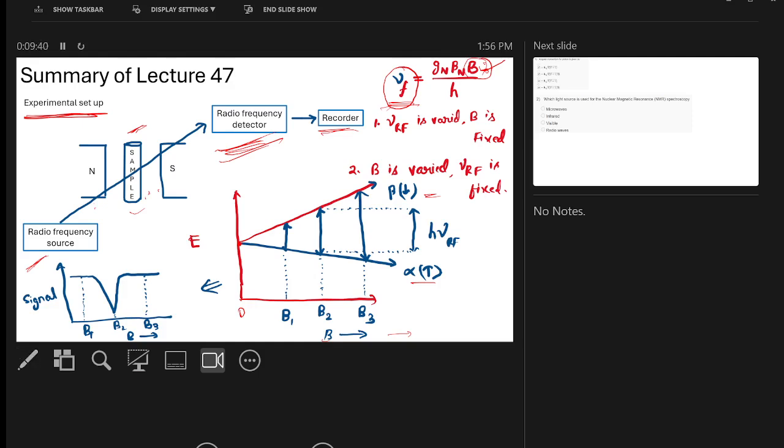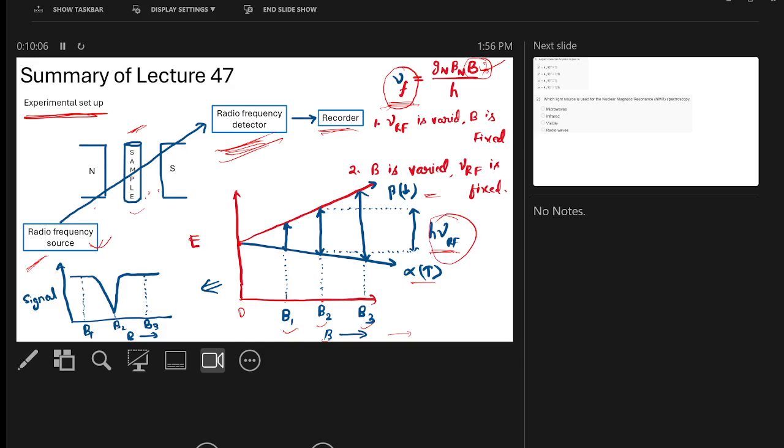So here you can see we have applied three magnetic fields, B1, B2, B3. And this hν_RF, the energy of this radio frequency, is matching this gap. So transition will take place at this magnetic field only, not here, at this energy.